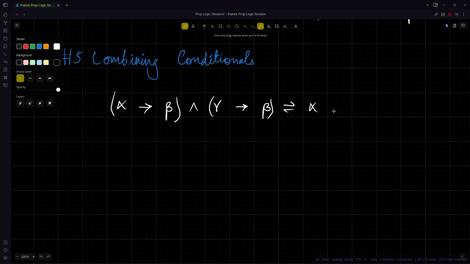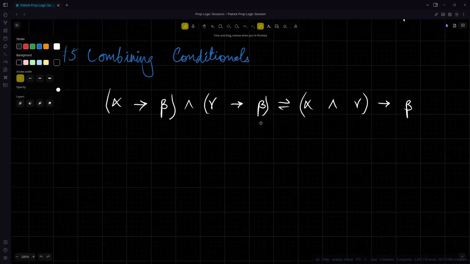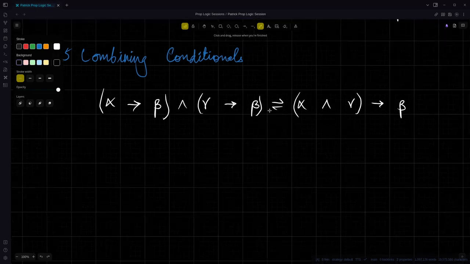alpha and gamma imply beta. Okay. Let's try not to use the book to prove it. We'll figure it out, and we'll see if we can do a shorter proof than what the book did.